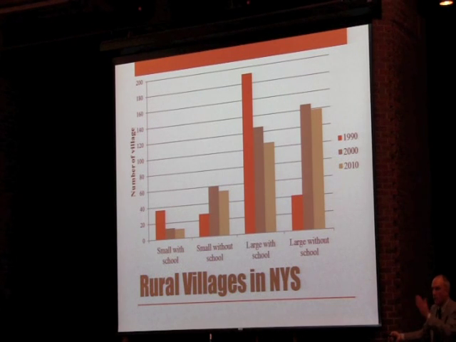So three waves of data here: 1990, 2000, 2010, and you see the drop. You see the increase here of the small without schools, as you might expect. Large, which is between 500 and 2,500 population, a lot more of them had schools back in 1990, and then it's been a little more stable since. So a big change between 1990 and 2000 as far as the number of villages with schools or without schools.